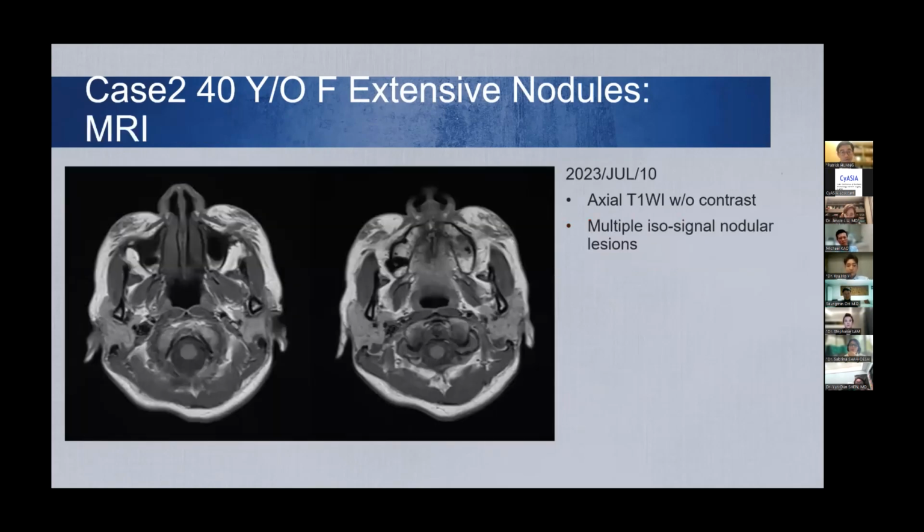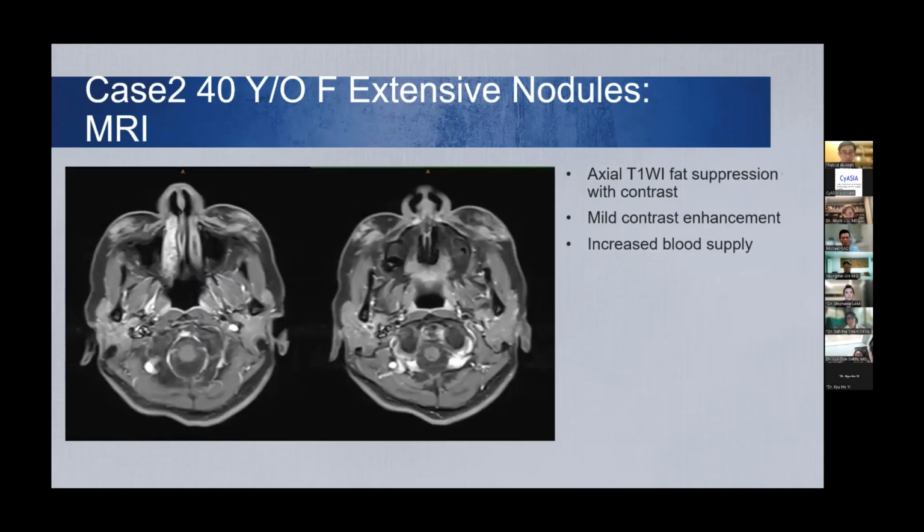And after multiple treatments, she was followed up with MRI in July 2023. This is an axial T1 weighted image without contrast. We can see multiple iso-signal nodal lesions. When I say iso, it means much the same density as the muscle, or we can say the soft tissue density in the same area, similar to the area the CT scan showed.